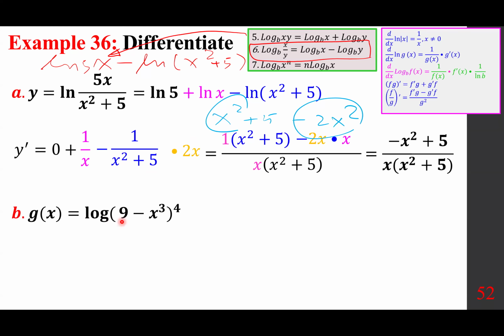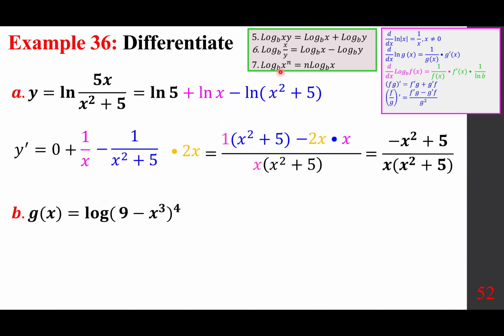G of x is log of (9 minus x cubed) to the power of 4. And the best course of action is to use number 7. Let me erase the work here. Number 7, the power rule, put the 4 in front. It's completely decomposed. To differentiate, G prime is, of course, write the 4.